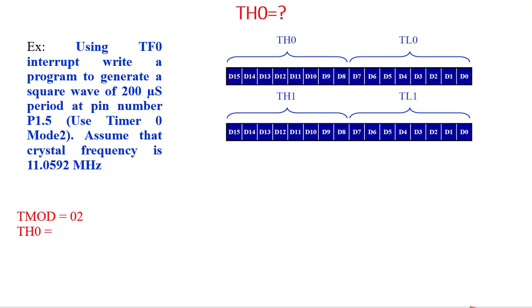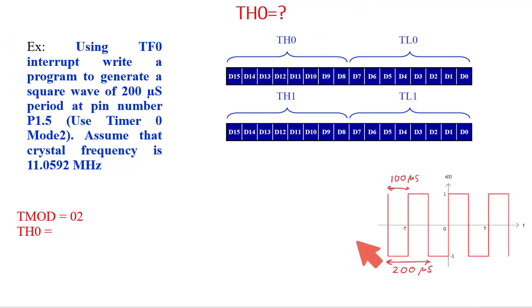So next, what will be the initial value of TH0? The time period of the square wave is 200 microseconds. From here to here is 100 microseconds. So this should be the delay. Say the initial value of this TH0 is I. According to the clock pulse, the value will increment and ultimately the final value will be 255. How many clock cycles are needed to reach 255? The required clock cycles are 255 minus I.